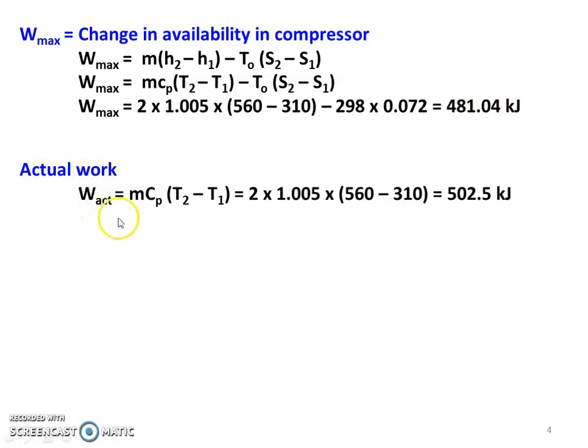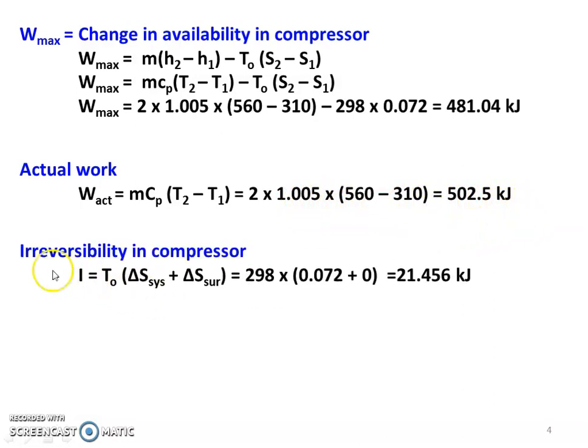Actual work done, W actual equal to m cp into (T2 minus T1). Substituting, 2 into 1.005 into (560 minus 310) equal to 502.5 kilojoules. Irreversibility in the compressor, the flow system, I equal to T0, the surrounding temperature, into (delta S system plus delta S surrounding). Delta S system we calculated earlier as 0.072. So 298, the surrounding temperature, into 0.072. For delta S surrounding, the amount of heat transfer to the surrounding is not given, so delta S surrounding equal to 0. The answer is 21.456 kilojoules. So, maximum work 481.04 kilojoules, irreversibility 21.456 kilojoules.